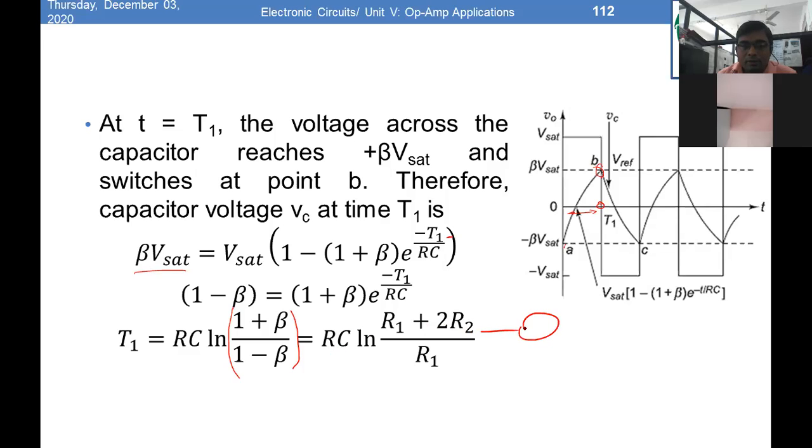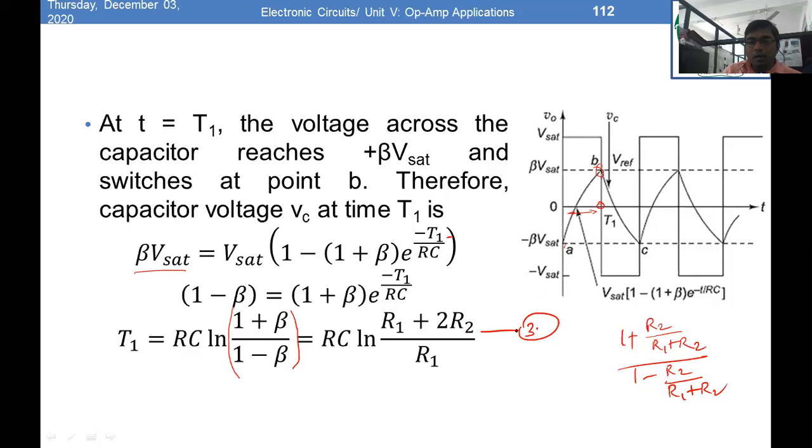That you can further write as RC ln, where beta is R2 upon R1 plus R2. So 1 plus this, and 1 minus R2 upon R1 plus R2. That would be further reduced to RC into natural log of (R1 plus 2R2 upon R1). So this is equation number 3.